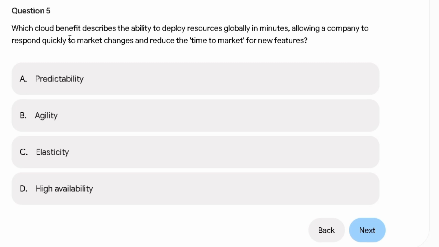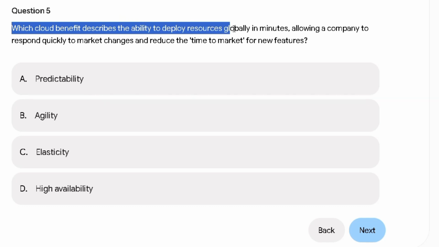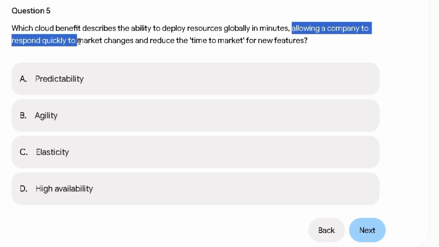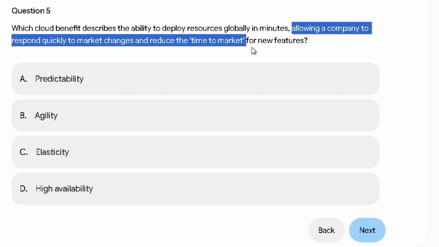Question number 5. Which cloud benefit describes the ability to deploy resources globally in minutes, allowing a company to respond quickly to market changes and reduce the time to market for new features? So let's read this question because this is a tricky question. Which cloud benefit describes the ability to deploy resources globally in minutes? I want to deploy those resources in minutes, allowing a company to respond quickly to market changes and reduce the time to market for new features.